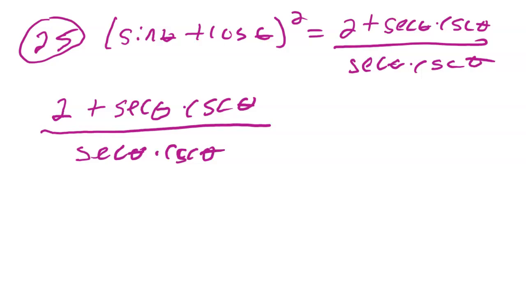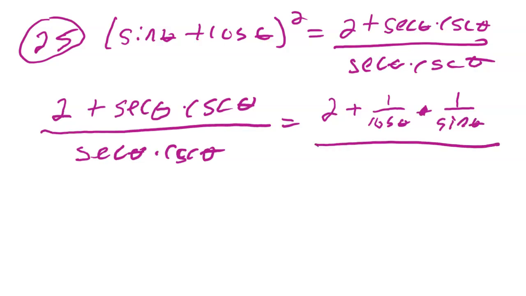Cosecant theta. Okay. Let's just work it out. Let's see what happens. I get 2 plus, I'm going to change everything to sines and cosines. So this is 1 over cosine of theta, times 1 over sine of theta, all divided by 1 over cosine of theta times 1 over sine of theta.